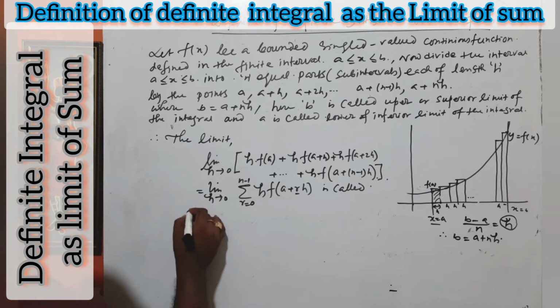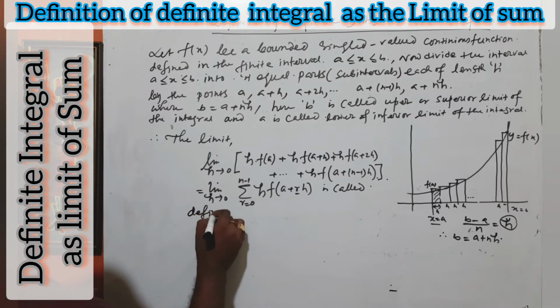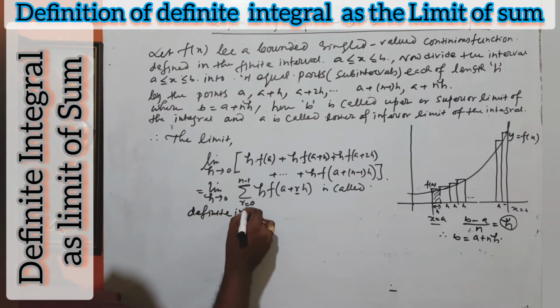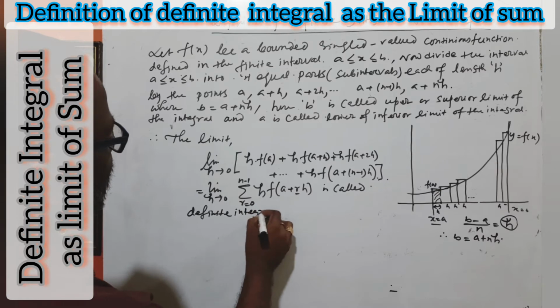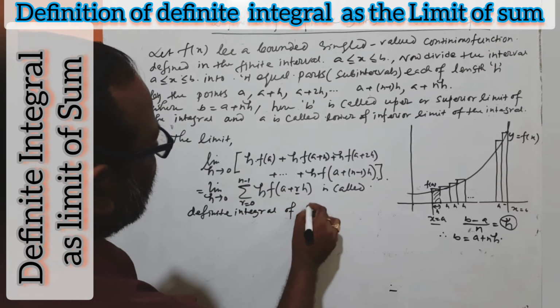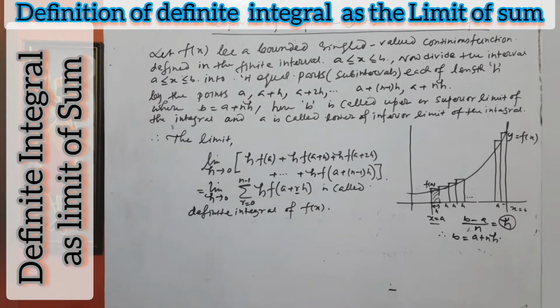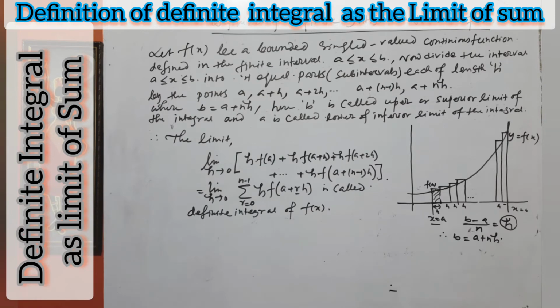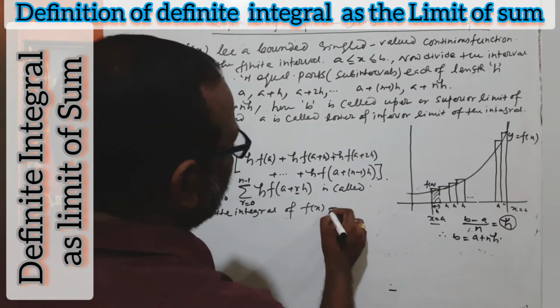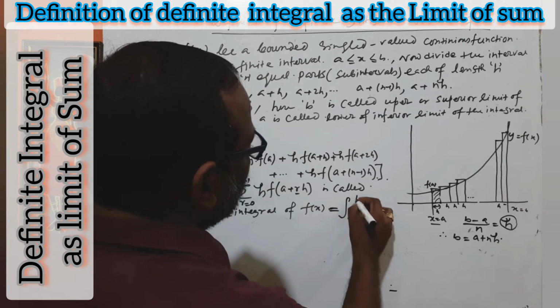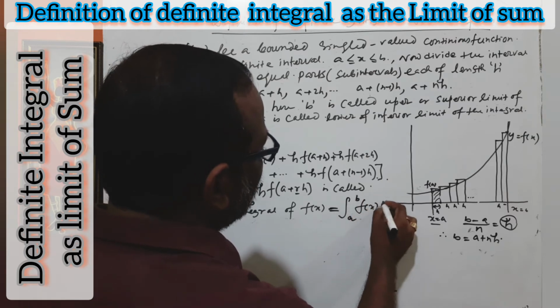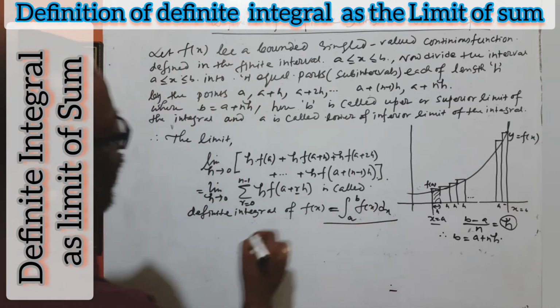It's called the definite integral of f of x, and its symbolic notation is the integral from a to b of f of x dx.